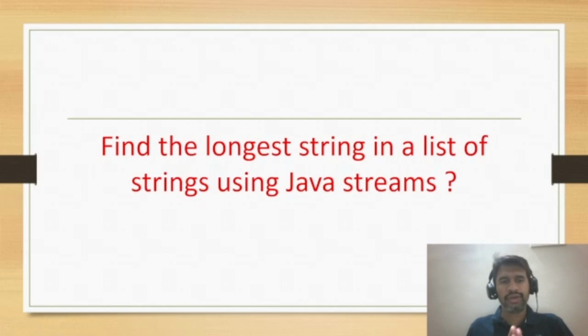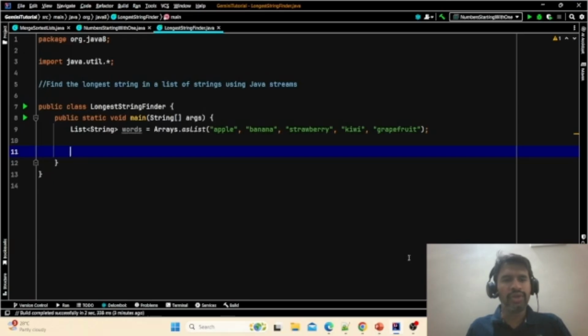The next question is we have to find the longest string in a list of strings using Java streams. So basically we are given a list of strings. We have to find out the longest string and print the result. Seems easy, right? Let's see how to do it. So here I've created a list of strings. We have to find out the string with the longer length, or the longest string.